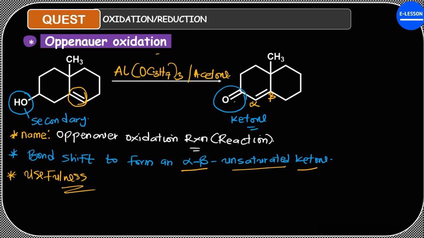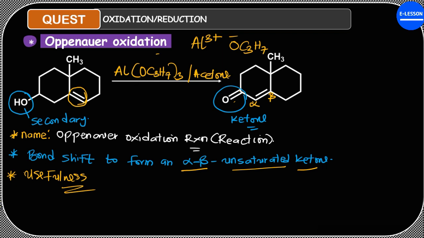Now the reason why this 3 has to be outside is because aluminium has an oxidation state of +3, while the alkoxide is minus. When they exchange valency, this 3 will come here and this one will come here. That is why this compound is like this. So that is that for the Oppenauer oxidation: oxidation with a shift of a double bond to form an alpha beta unsaturated ketone using aluminium alkoxide as the oxidizing agent in acetone.